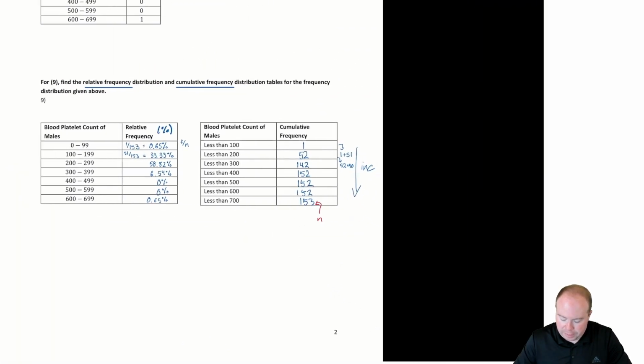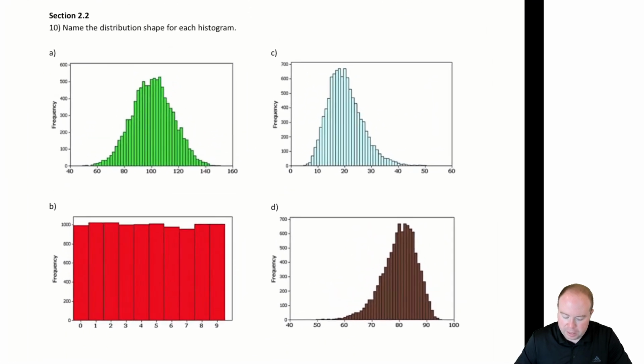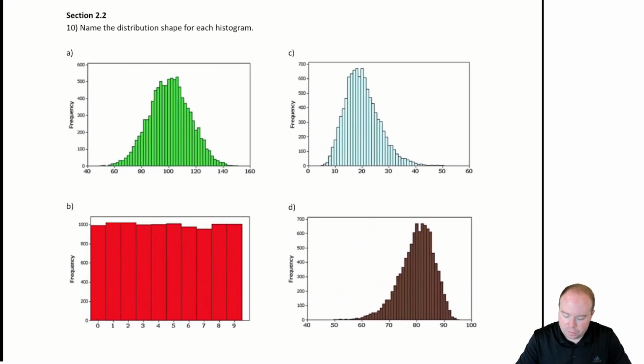Let's go to the next page. On the next page, we're asked to name the distribution shape for each histogram. Remember, a histogram is just a visualization of the frequency distribution. But here we don't need to construct it. We just have to remember that something that goes low, high, then back to low, and does have some symmetry to it, this is a normal distribution.